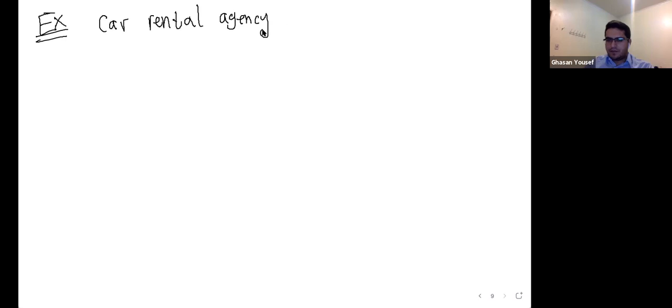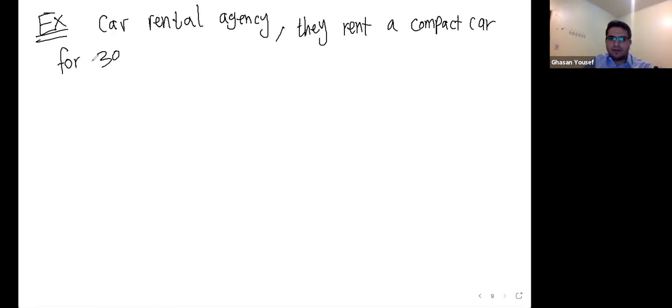So the last example for today is similar to the model. Suppose I have a car rental agency. They rent a compact car for $30 a day. And they also charge for the mileage, 20 cents for each mile.